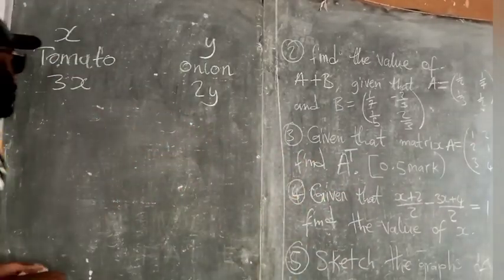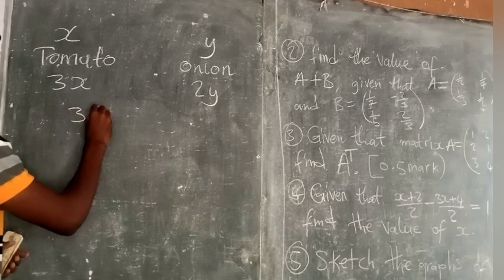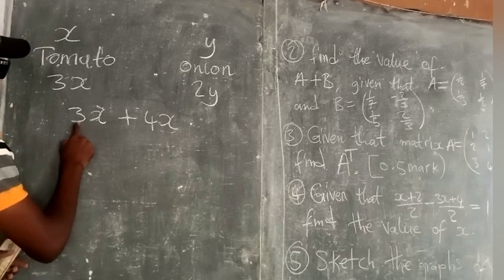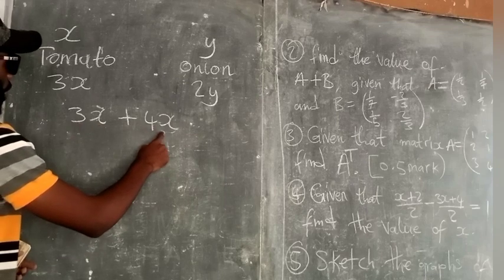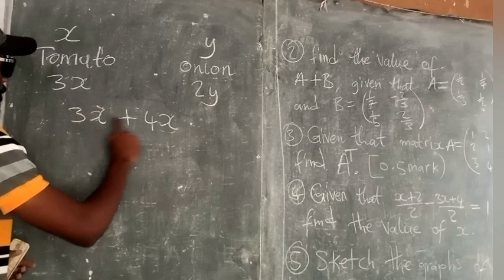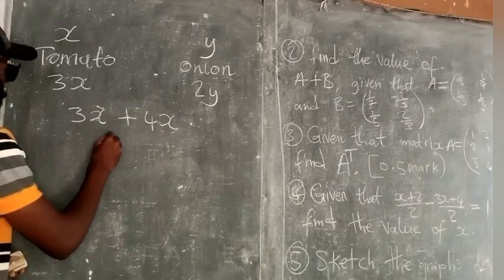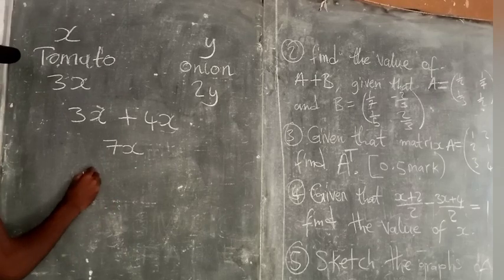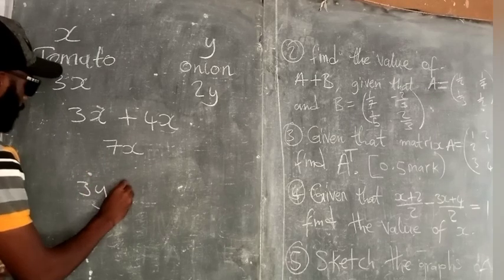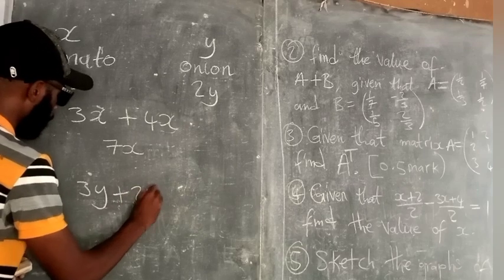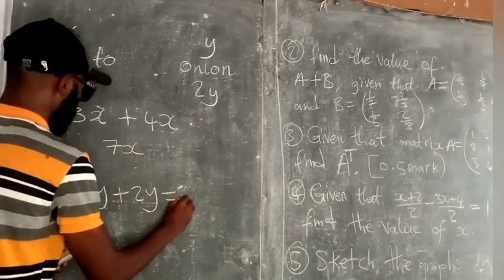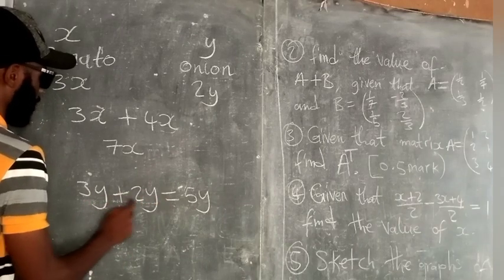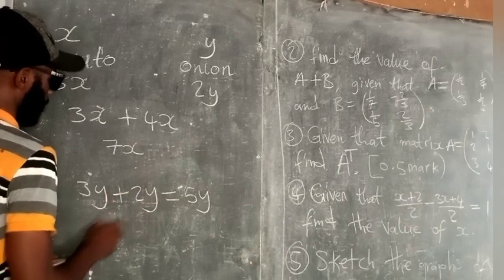But when we are talking about things which are exactly the same, for example, 3x plus 4x, we know that this side is 3 tomatoes, then this side we have 4 tomatoes. So if we say 3 tomatoes plus 4 tomatoes, we get a total of 7 tomatoes. Then if again we're given 3 onions plus 2 onions, we get a total of 5 onions. So these are exactly the same. That is why it is possible for us to add them.